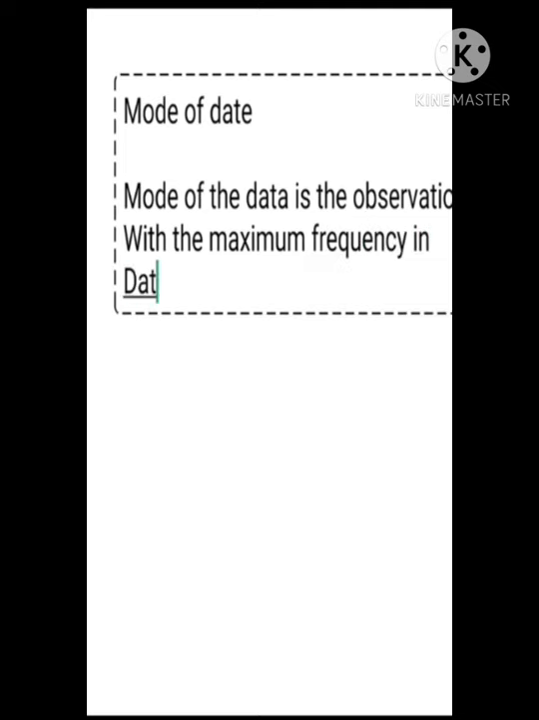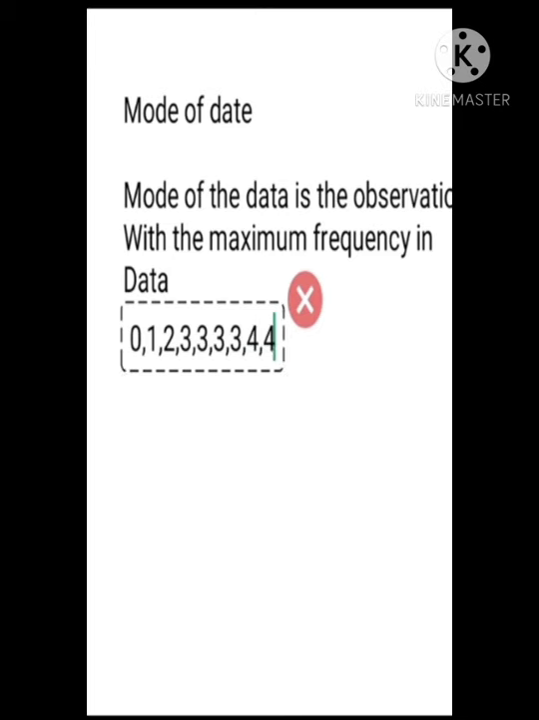The mode is the observation with the maximum frequency in the data. So again we need to write the data. The data is 0, 1, 2, 3, 3, 3, 3, 4, 4, 5. So 1, 2, 3, 4, 5, 6, 7, 8, 9, 10, that is 10 observations. Here you observe which data has more frequency.